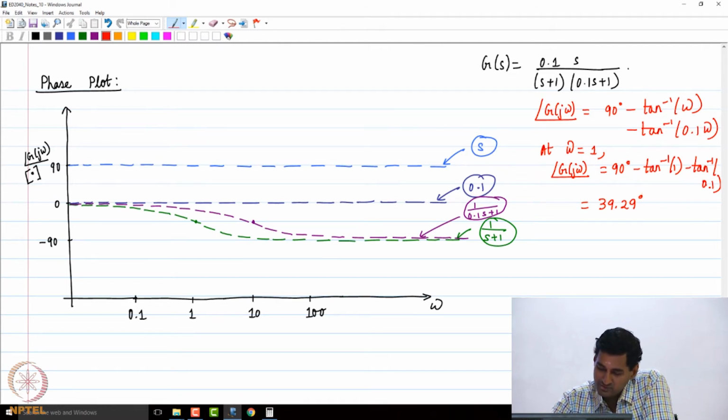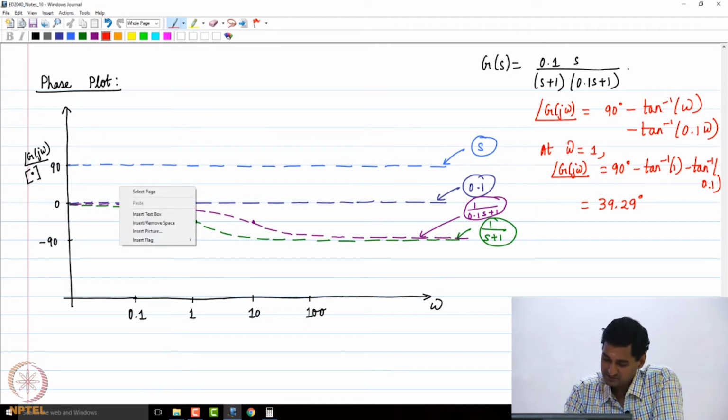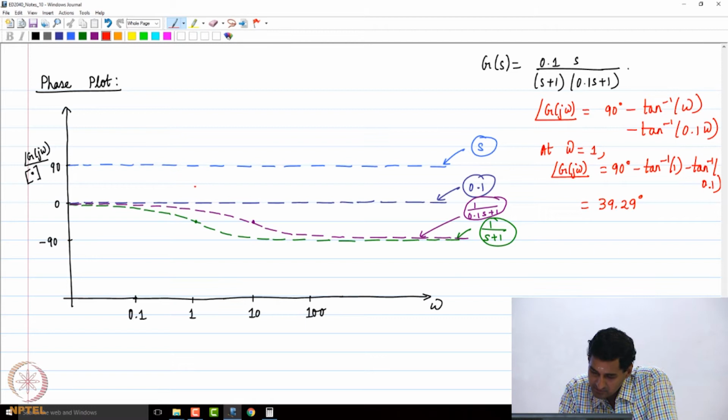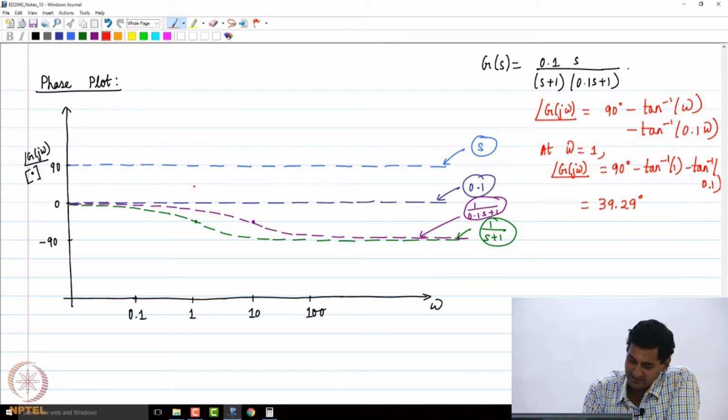So, at omega equals 1, the phase is going to be approximately 39.29, okay. So, this value is something like 39.29, okay. So, that is the value.